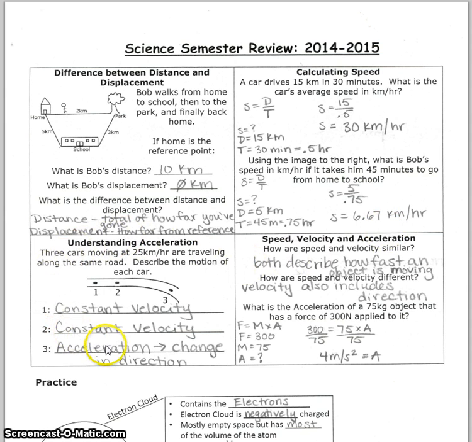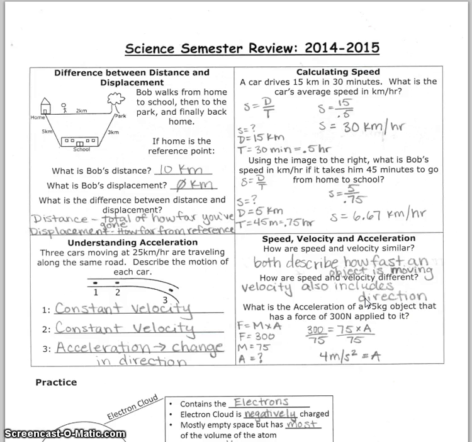All right, coming down here to understanding acceleration. You know what, let's come back to that one. Let's first go over this box, speed, velocity, and acceleration. How are speed and velocity similar? Well, speed and velocity both describe how fast an object is going. They're different though because velocity also includes the direction that the object is traveling in.